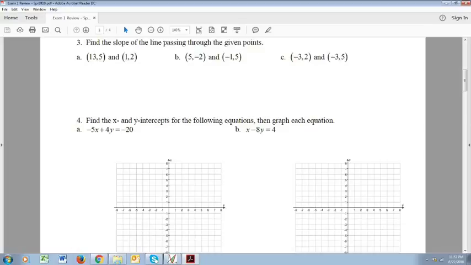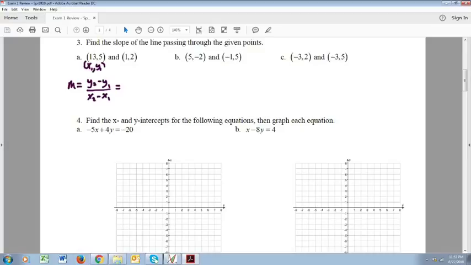So it says find the slope of the line passing through the given points. So what we learned is we have a slope formula, and again you need to have that memorized, and it's y sub 2 minus y sub 1 over x sub 2 minus x sub 1. And first of all, you need to know that this slope formula is to find the slope of a line given 2 points on the line.